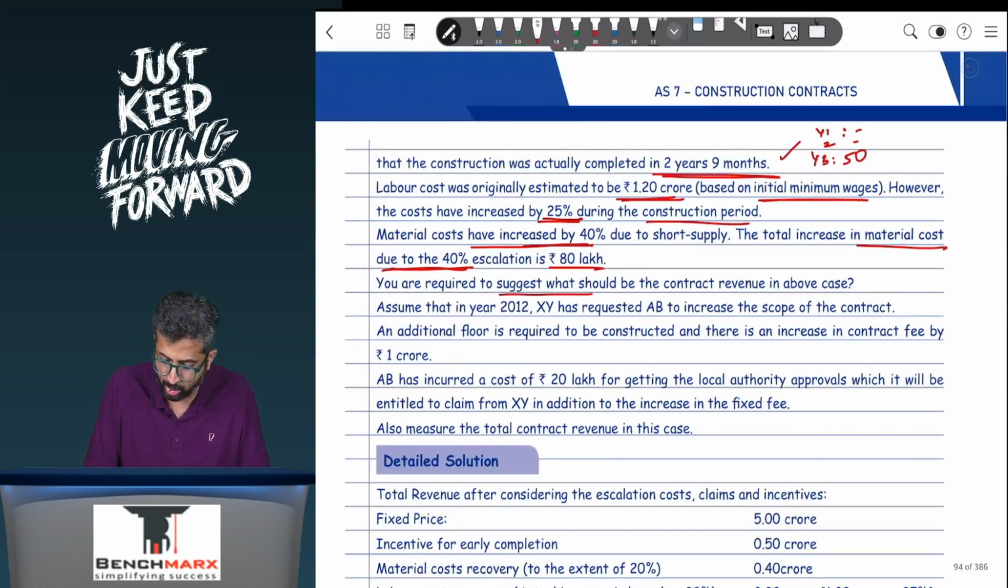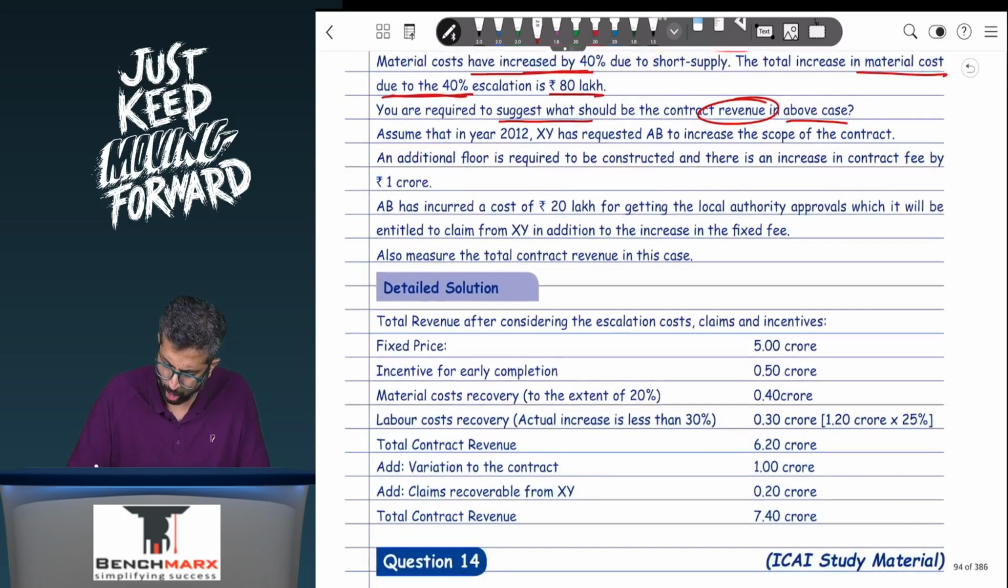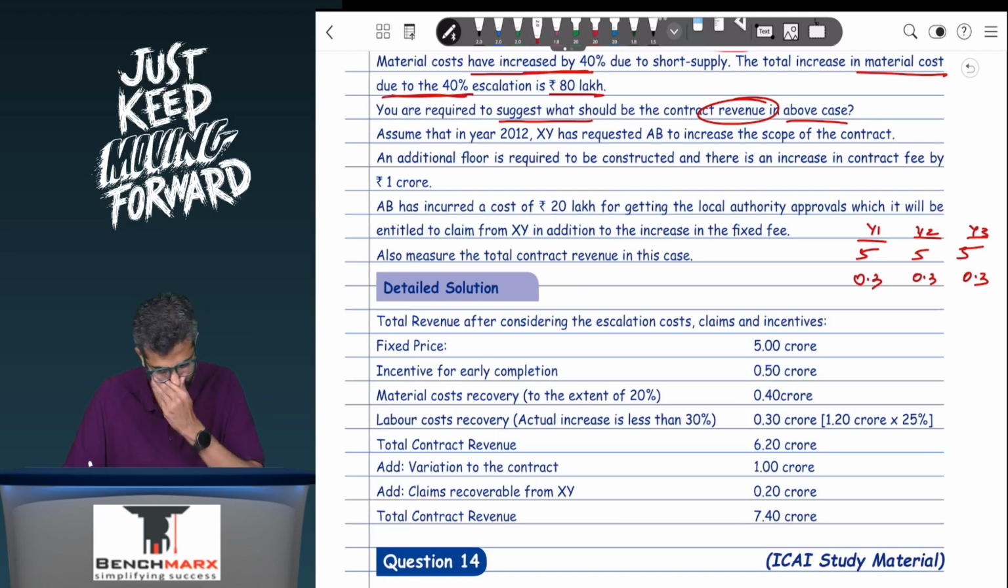You are required to suggest what should be the contract revenue in the above case. So in the above case, if I am doing the workings for year 1, year 2, year 3, I will take the fixed contract price of 5 crores everywhere, unless given otherwise, labor cost of 0.3, 0.3, 0.3 and material cost I think of 0.2. But when I go to the last year, performance incentive of 50 lakhs will also be taken. So this is, I think, 5.5, 5.5 and approximately 6 if I am not wrong.